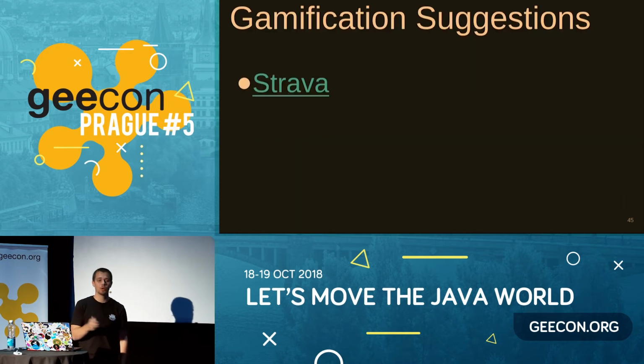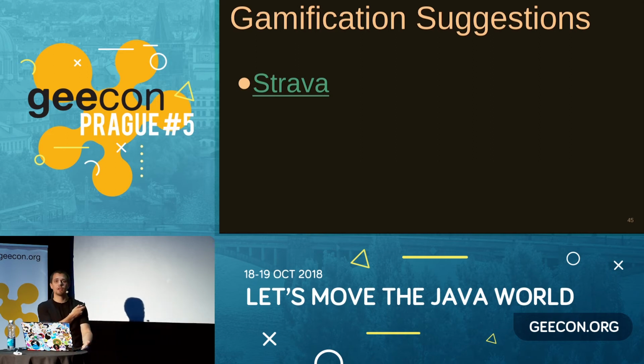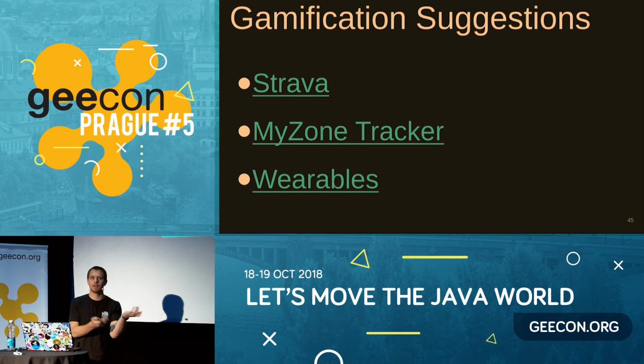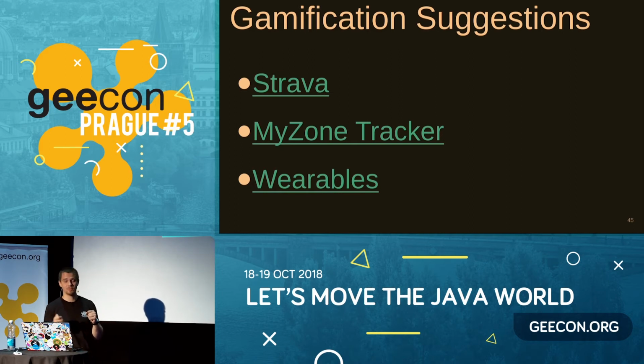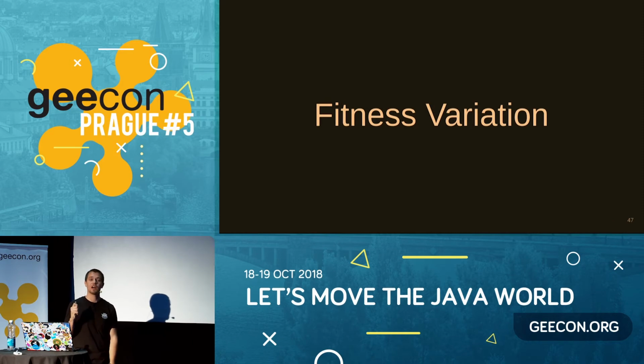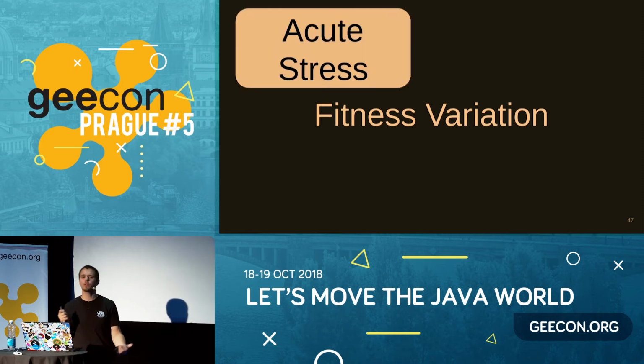About gamification, though, there are a couple of suggestions I give. Strava is an awesome app to gamify your workout and to give kudos to others. MyZone Tracker gives you points for certain exercises, and just any wearable device gives you a congrats, you did the 10,000 steps today. So gamify your life, though. It's somewhat handy.